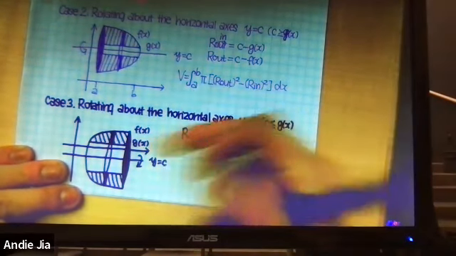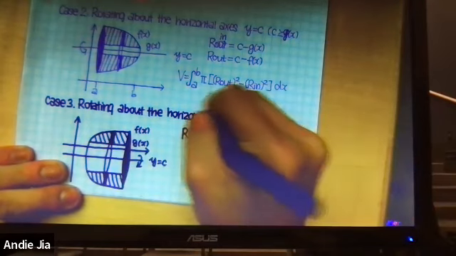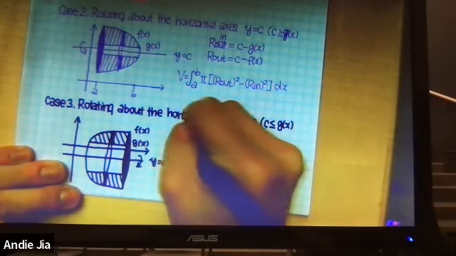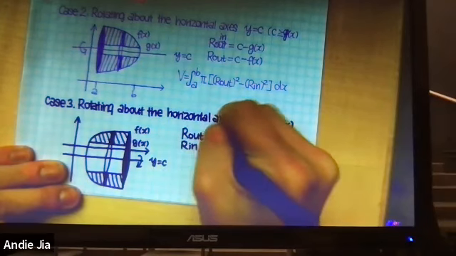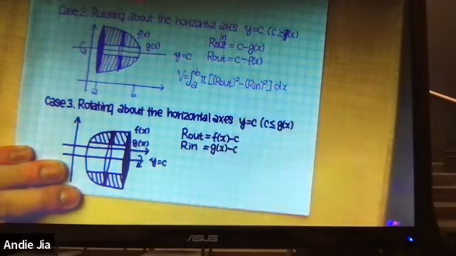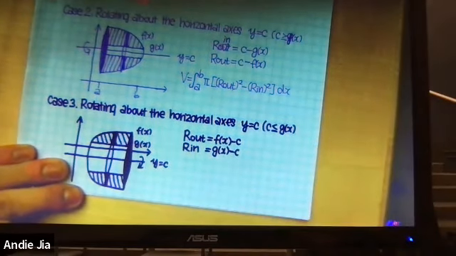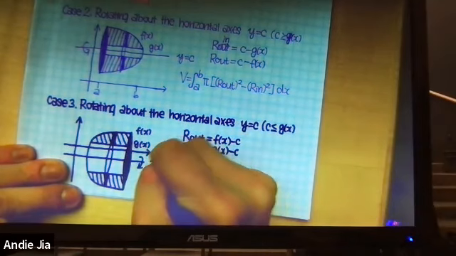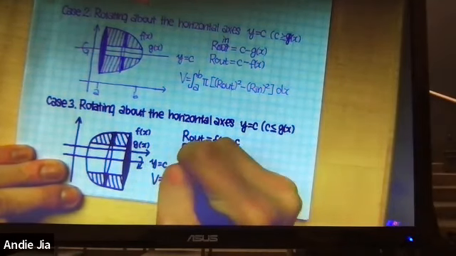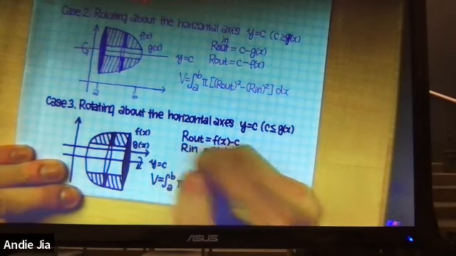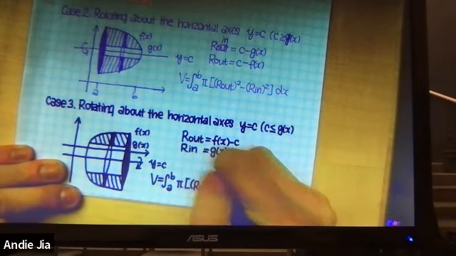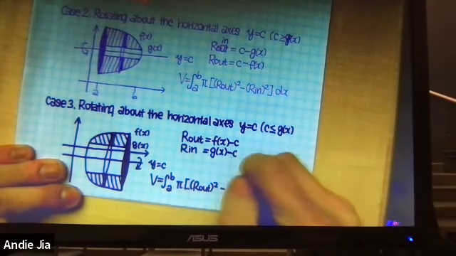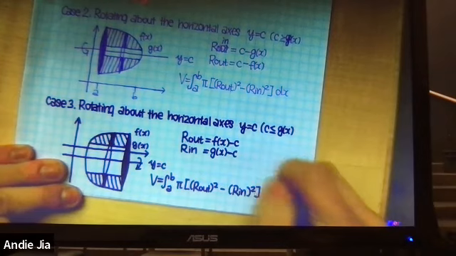In this case, r out is f of x minus c, and inside it is g of x minus c. Just make sure your volume is not negative. So the volume, from a to b, is pi times r out squared minus r in squared, dx.